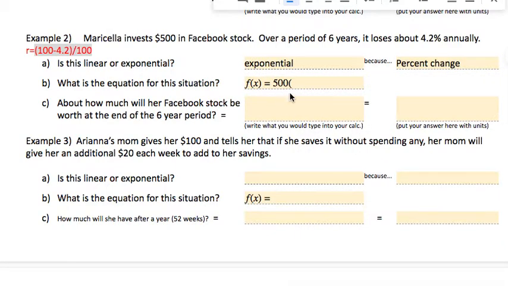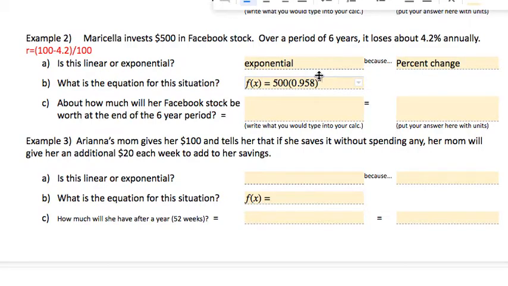So coming back, I put that number in here for my growth rate, and then shift 6 to the power of x. So start with 500. Every year there's 0.958 times the amount of money that there was the year before, to the power of x, where x here is years.